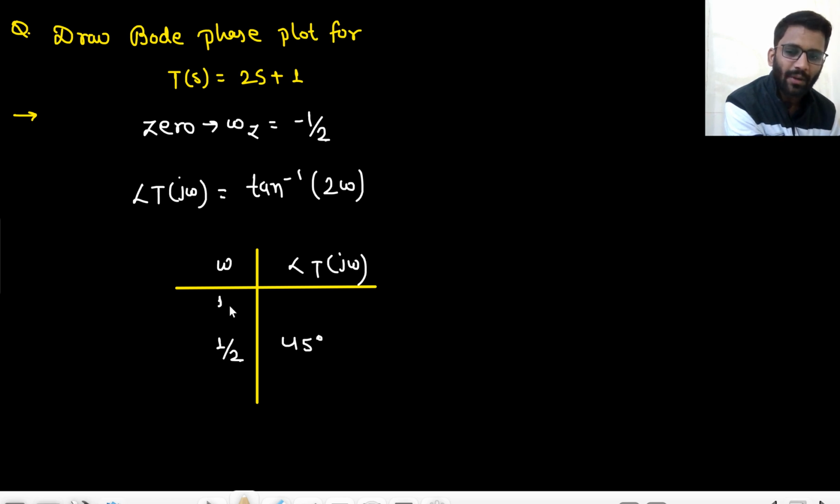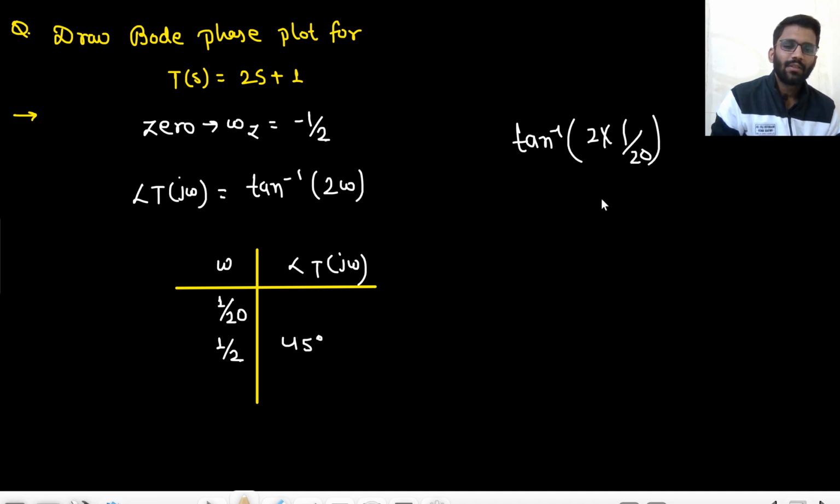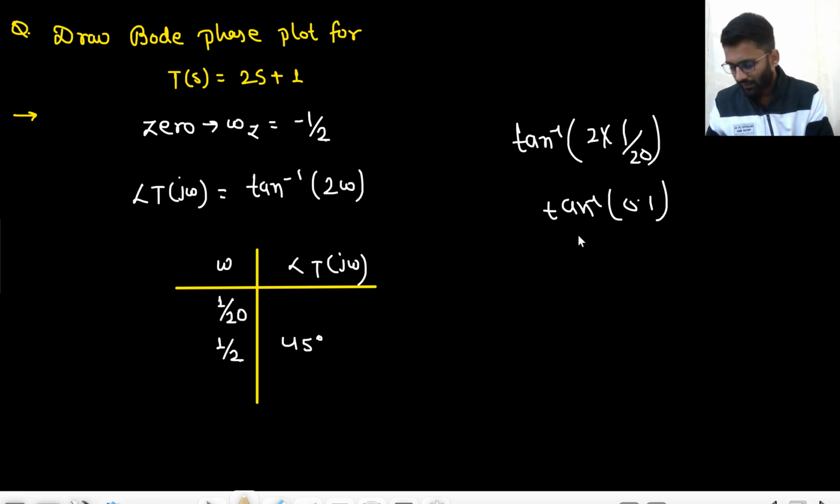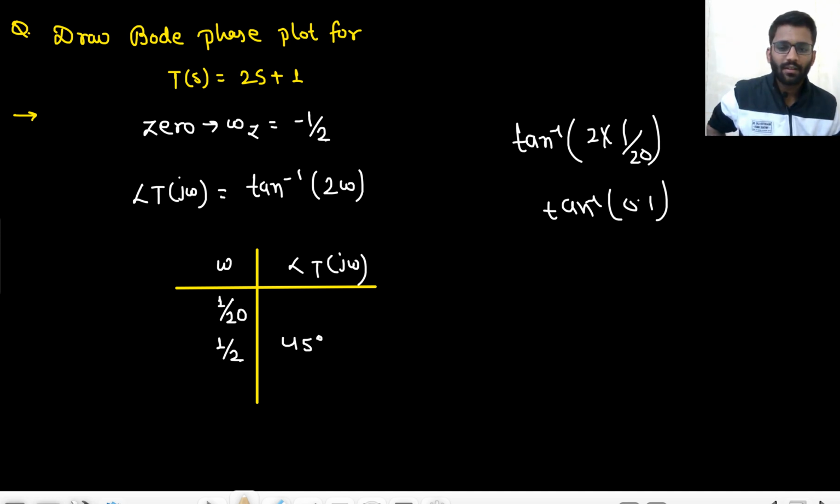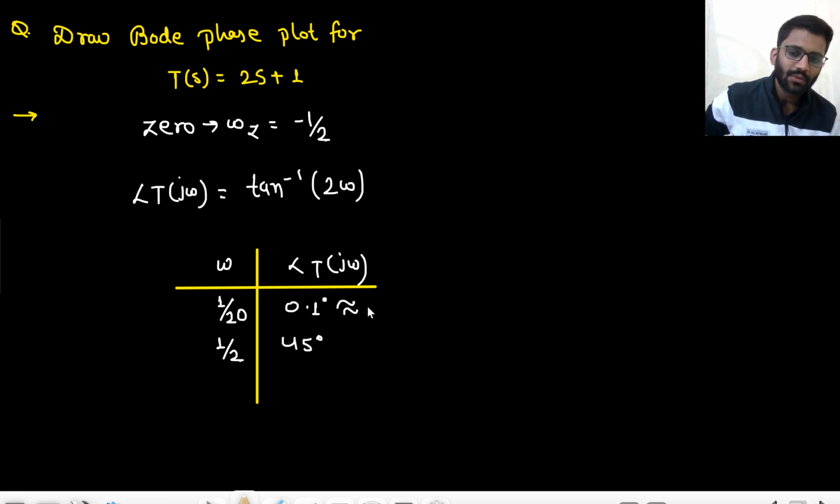If I am writing 1 by 2 by 10, that means 1 by 20. Okay. Put tan inverse 2 into 1 by 20. That means what was my 0? 1 by 2. And I am multiplying it with 1 by 10. At that point, I am taking the value. So 1 by 20. So it will be tan inverse 0.1. What is the value of tan inverse 0.1? Calculate it in your calculator. 0.1 tan inverse. This is 0.09. That means I can put it as 0.1 degree. Nearly equals to 0 degree.